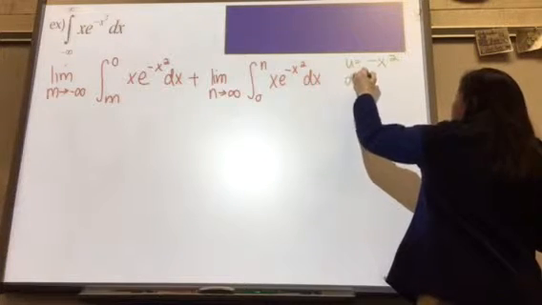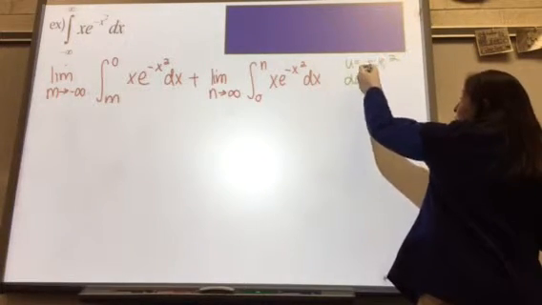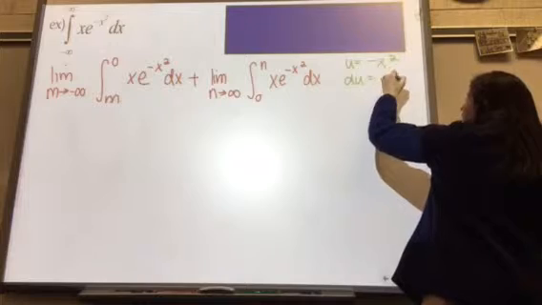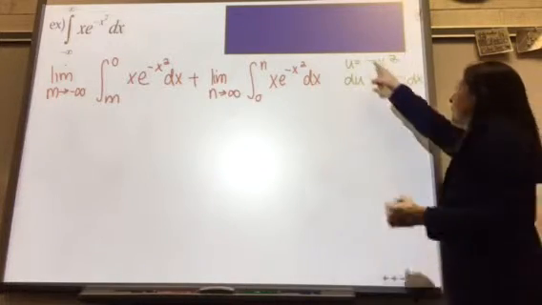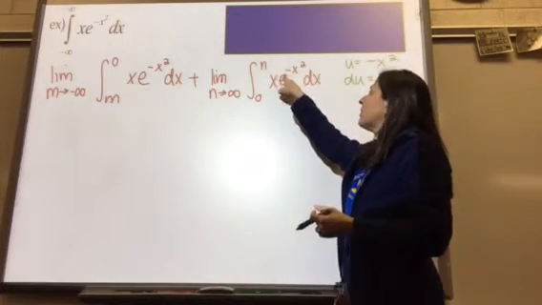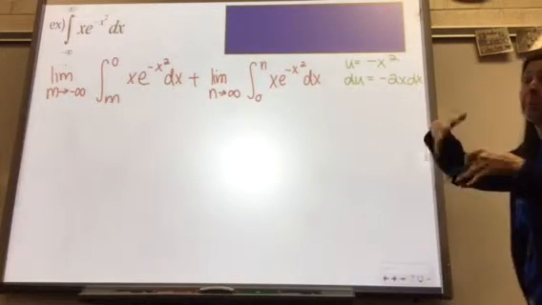You can choose to do a positive x squared or a negative x squared. I honestly think it's easier if you do a negative, because that way you just have e to the u and you don't have to worry about it. But that's up to you.